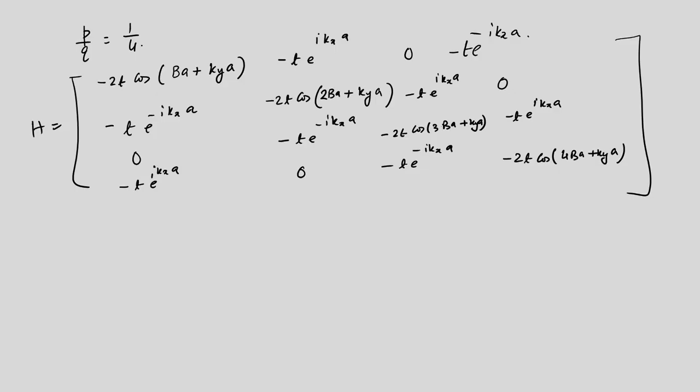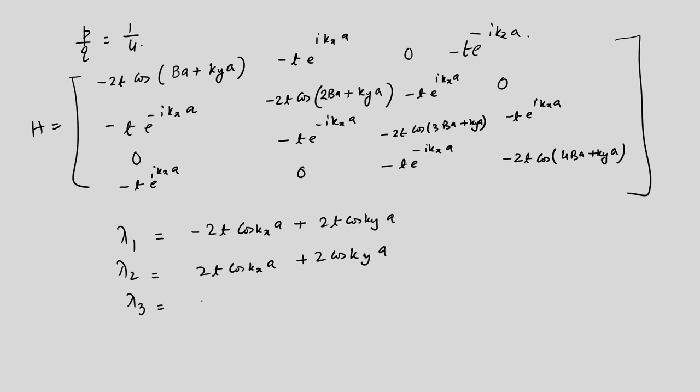So when you solve this, one gets 4 eigenvalues, and let's write them down: lambda 1 is minus 2t cosine kxa plus 2t cosine kya, lambda 2 equal to 2t cosine kxa plus 2t cosine kya, lambda 3 equal to 2t cosine kxa minus 2t sine kya, and lambda 4 equal to 2t cosine kxa plus 2t sine kya, and so on. These are the 4 eigenvalues which you can solve using either Mathematica or MATLAB or Python.